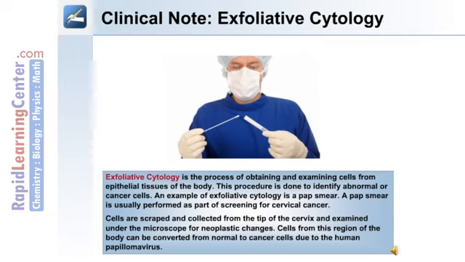Exfoliative cytology is the process of obtaining and examining cells from epithelial tissues of the body. The procedure is done to identify abnormal or cancer cells. An example of exfoliative cytology is a pap smear. A pap smear is usually performed as part of screening for cervical cancer. Cells are scraped and collected from the tip of the cervix and examined under the microscope for neoplastic changes. Cells from this region of the body can be converted from normal to cancer cells due to human papillomavirus.